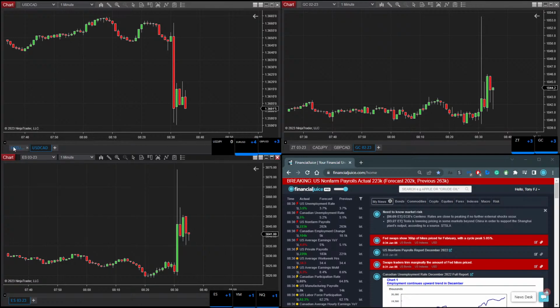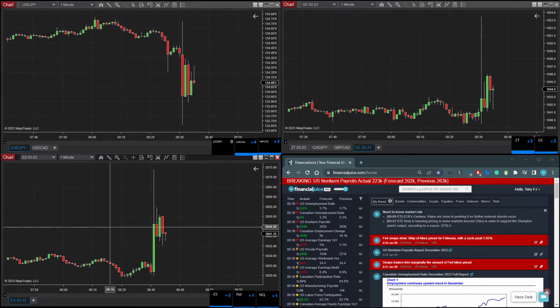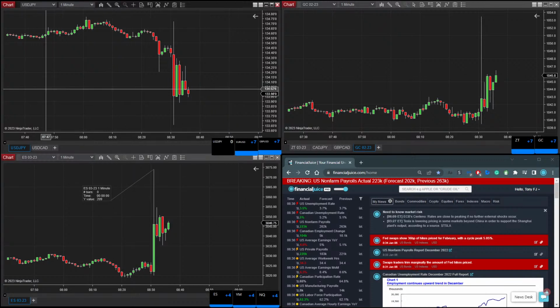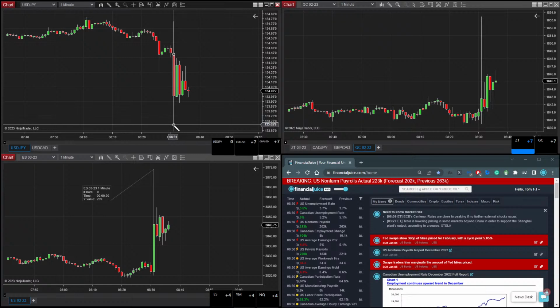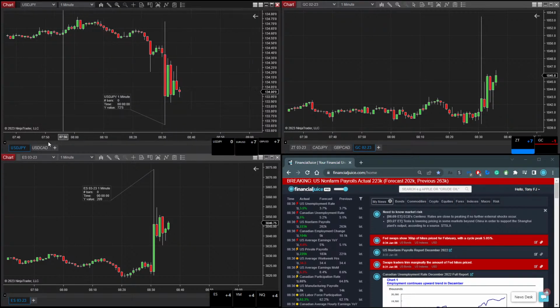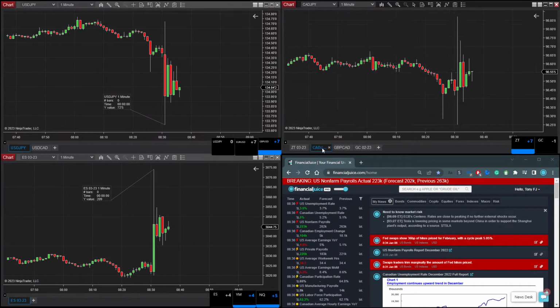Let's get to some measuring then. Let's get a measure. Okay, so it's 207 ticks towards the upside. Let's be a bit more precise. Okay, 200 ticks. That's 72 pips, or 72.5 pips down there on the dollar yen. Let's look at CAD JPY.